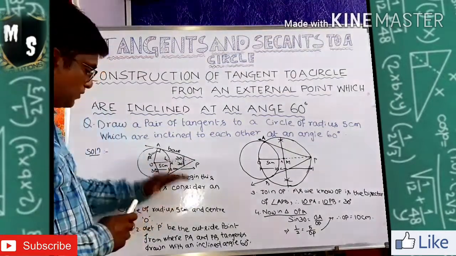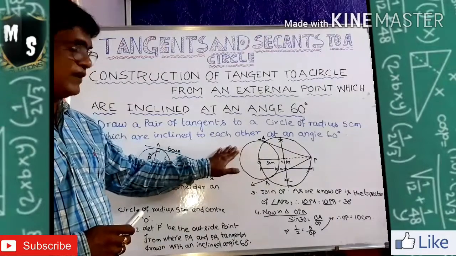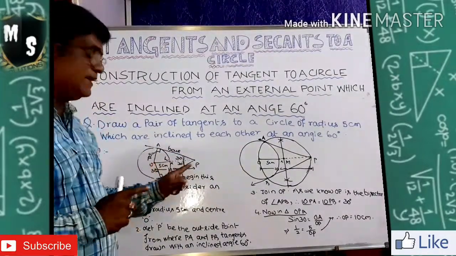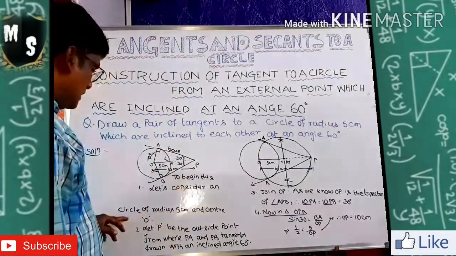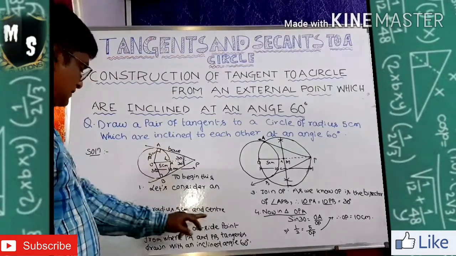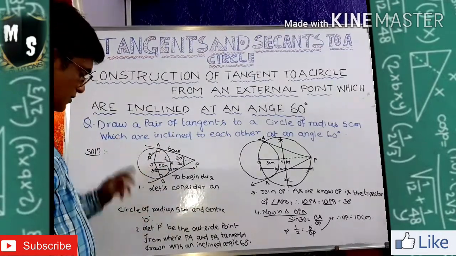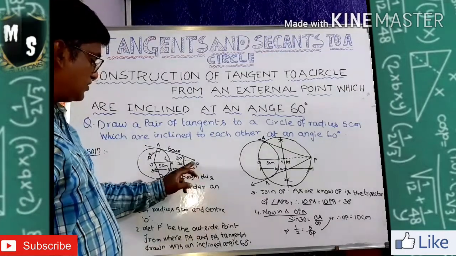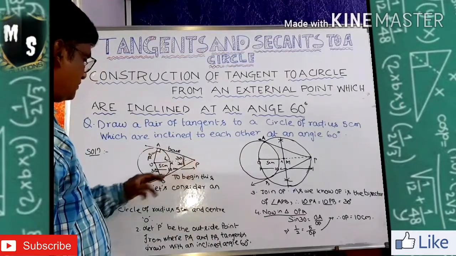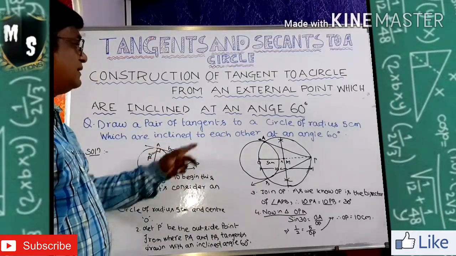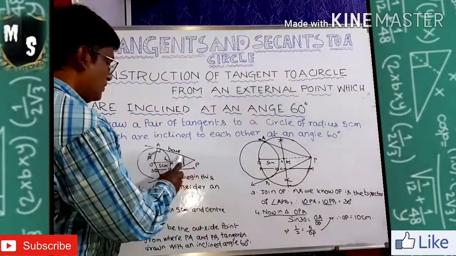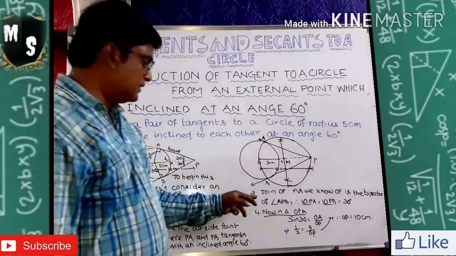See now, some rough calculations are there. After that we will go for the fair construction. Try to understand how I am getting the length OP, O to P. This length I need now. How to do? See now. Let us consider a circle of radius 5 cm and center O. Give the name as O. Clear? Let P be the outside point from where PA and PB, two tangents, are drawn with an inclined angle of 60 degree. So join OP now. This is 30, this is 30. So here it is written, join OP.